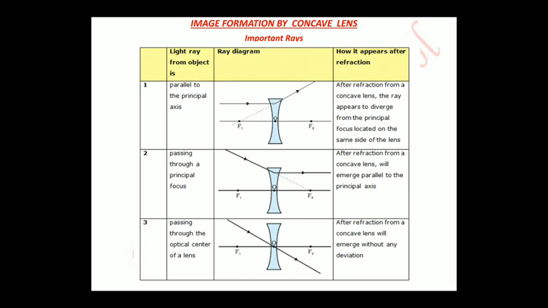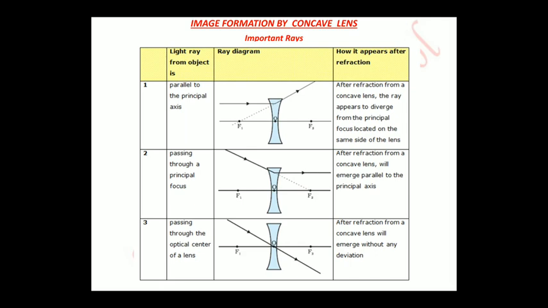Now for the second principal focus, when a ray comes along a line which goes through the second focus, then what happens? When it falls on the lens, it goes parallel to the principal axis. The third one is when a ray passes through the optical center, then as per the definition of the optical center, the ray passes undeviated.